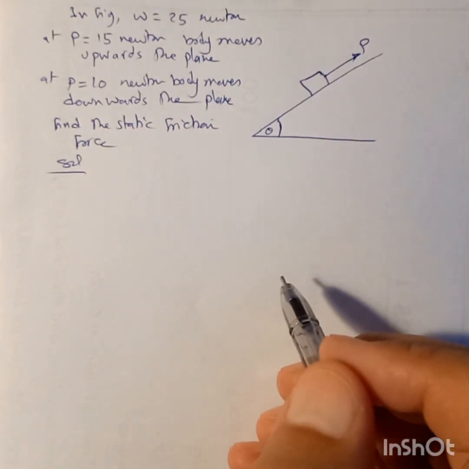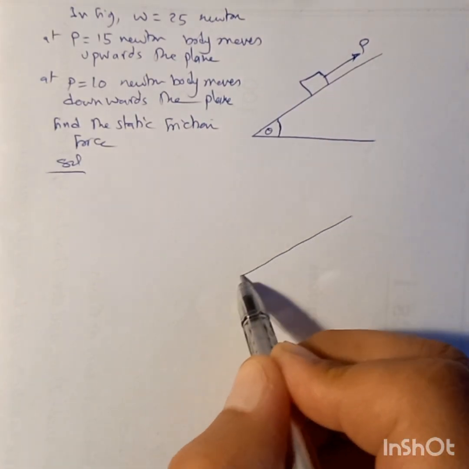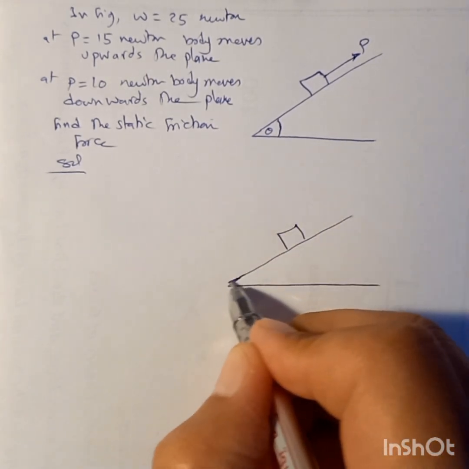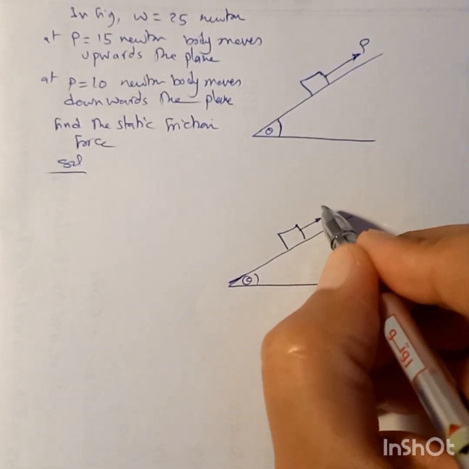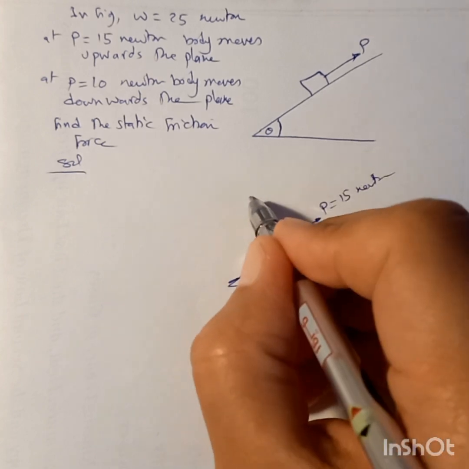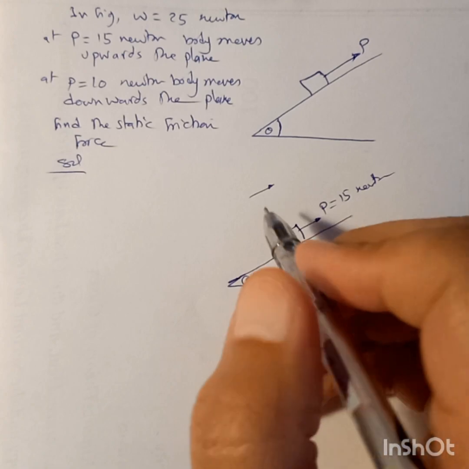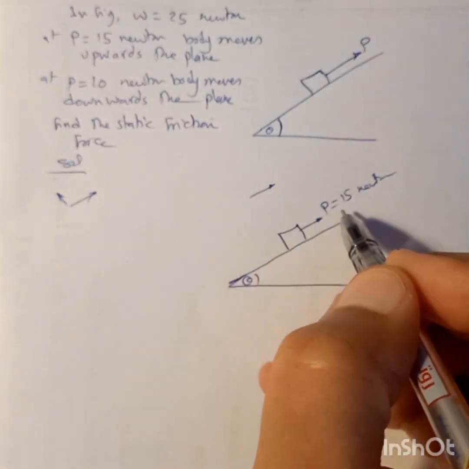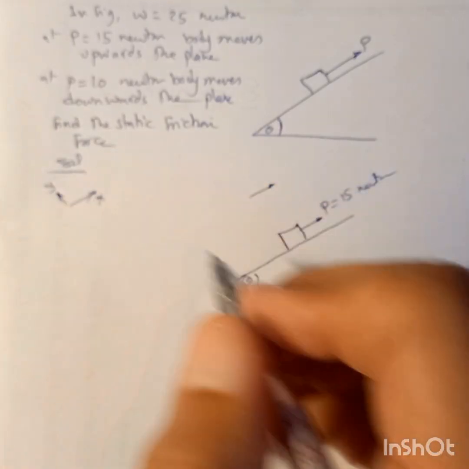Here we have two situations. For first case, we have this body and we have here theta. When P equals 15 Newton, then the expected motion direction is upward the plane. We'll assume x and y as usual, in direction of this inclined plane x, and here we have y.